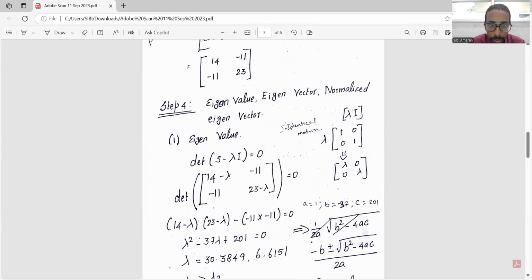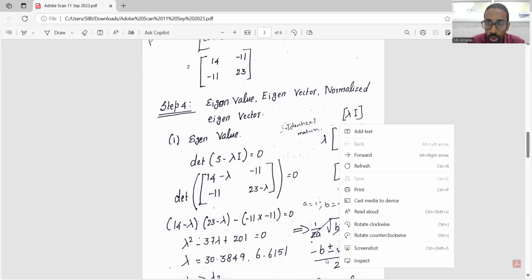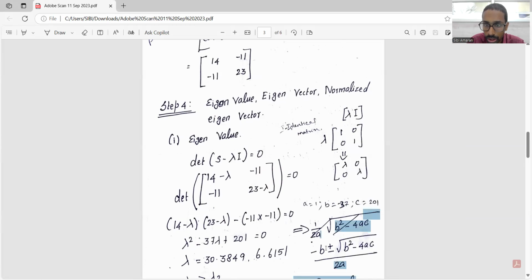So then (14 minus lambda) into (23 minus lambda) minus 11 into 11, which will be 121. If I simplify this, I'll be getting lambda square minus 37 lambda plus 201 equal to 0. And if I apply the quadratic equation, this is the formula I have to apply. So minus b, this is the formula.